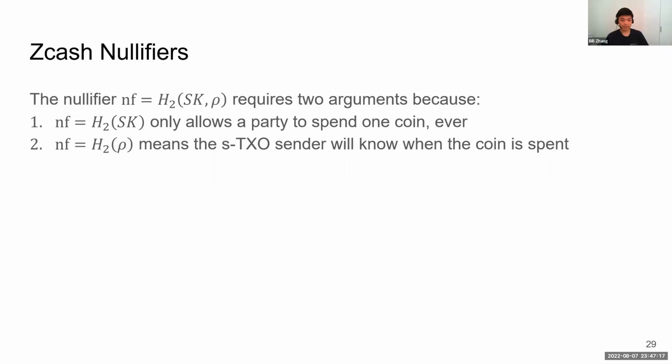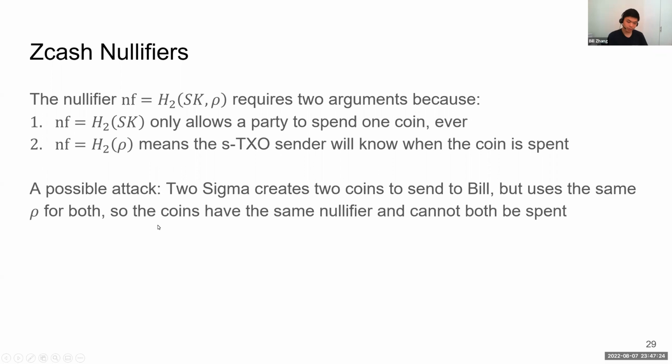So let's talk about a possible attack, one vulnerability that still exists in the system. When 2 Sigma creates coins, maybe 2 Sigma has to send me salary every month or something. When 2 Sigma creates 2 coins to send to me, 2 Sigma could be malicious and decide I'm going to use the same rho, the same randomness for both coins.